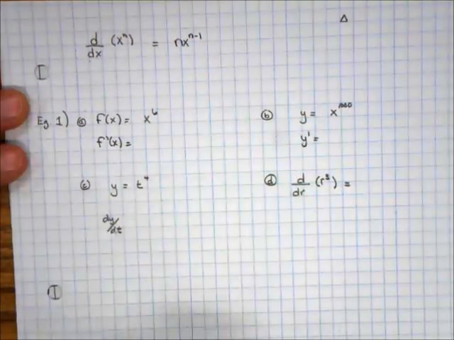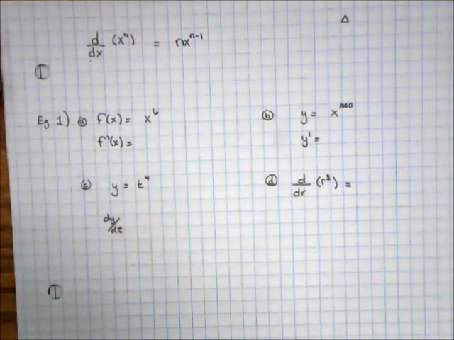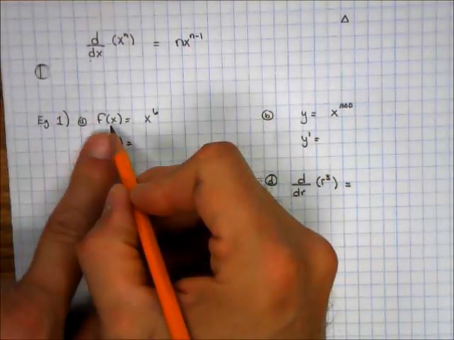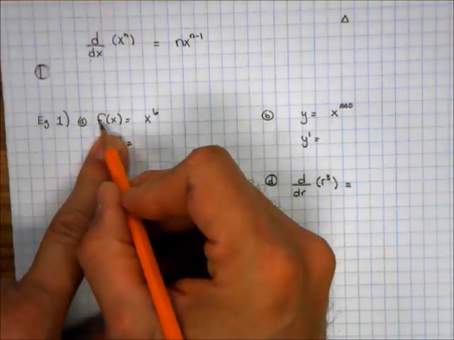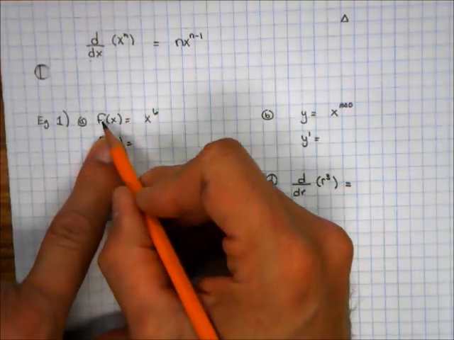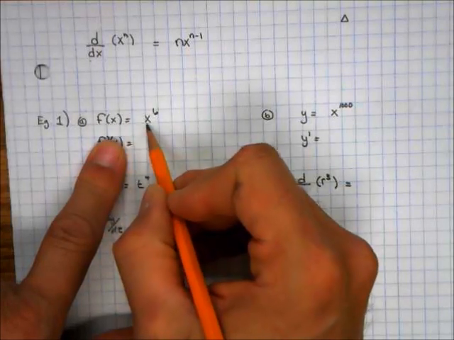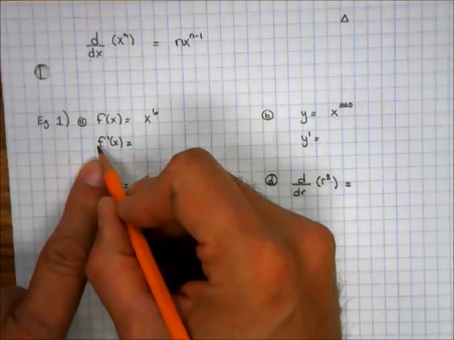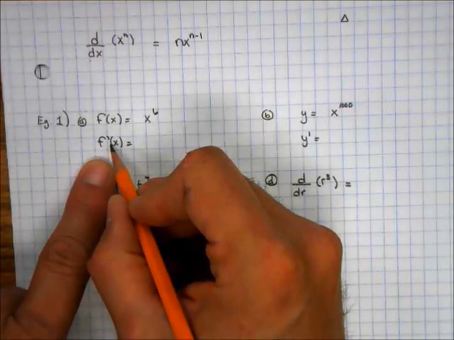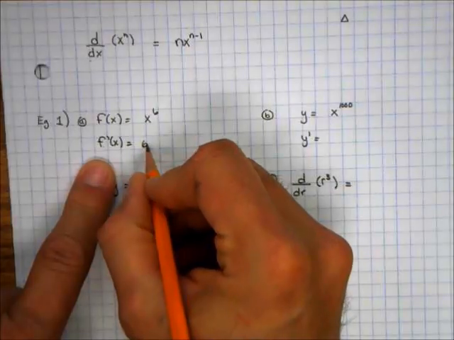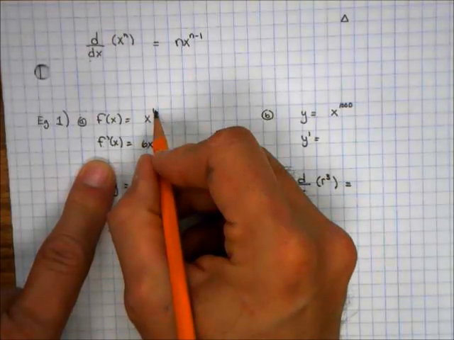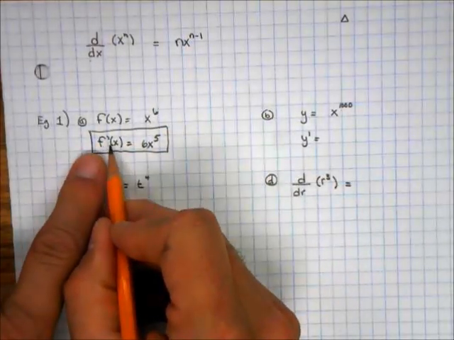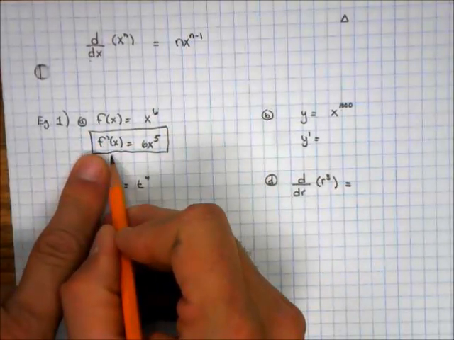Okay, so there are several ways that you'll see derivatives represented. Right here, we already know this one. f of x, that's a function. Function notation. f of x equals x to the 6th. So f prime of x, that's one way that you'll see the derivative. So this would be 6x to the 6 minus 1, which is 5. So if you ever see f prime, the prime symbol means derivative.